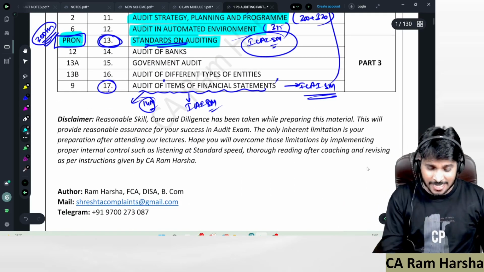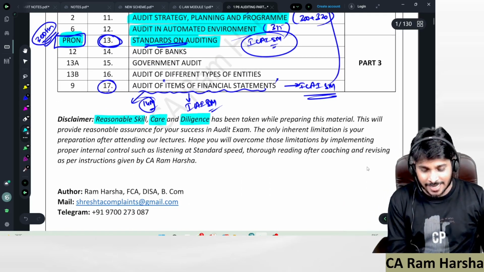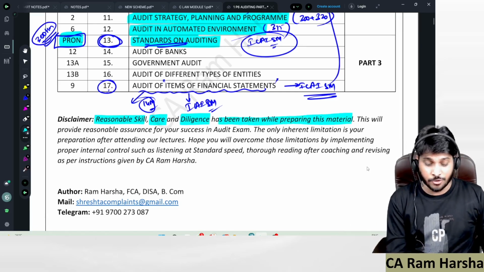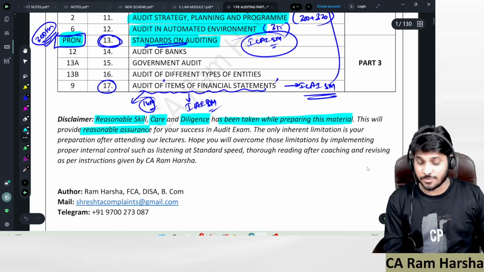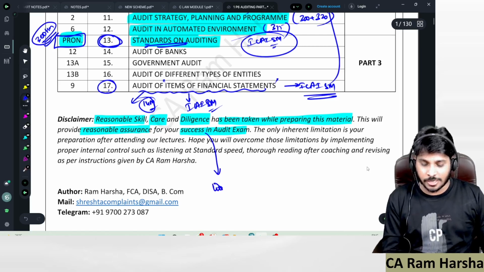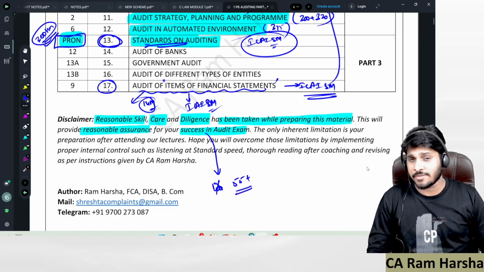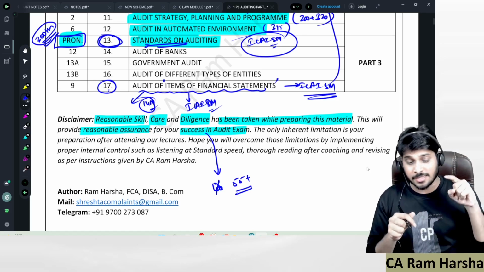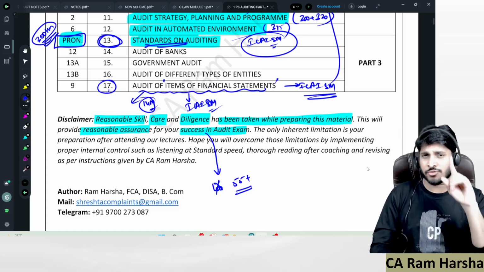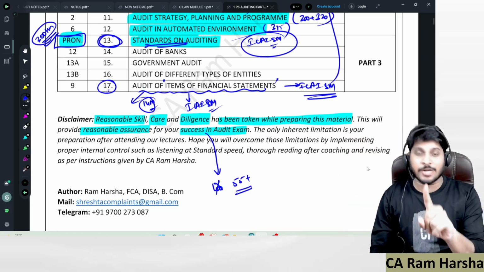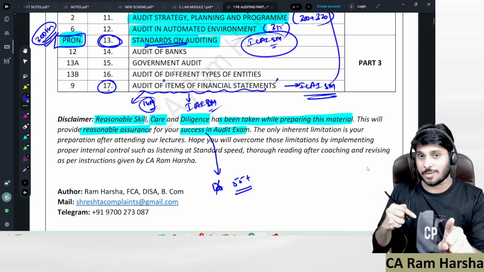My disclaimer: reasonable skill, care and diligence have been taken while preparing this material. If you follow this material, we provide reasonable assurance for your success in the audit exam. For me, success in the audit exam is not 40. For me, success means 55 plus. Every student of mine should get 55 plus. If you follow my lectures and material properly, and read thoroughly once, not 3 times or 5 times, thoroughly once after listening to the classes I'm providing.